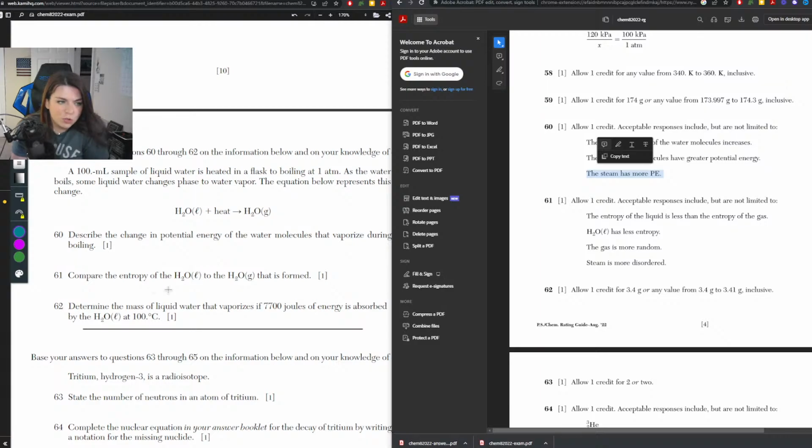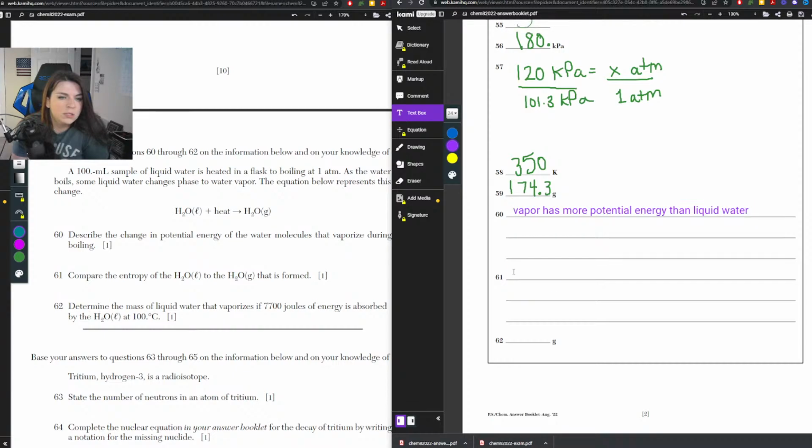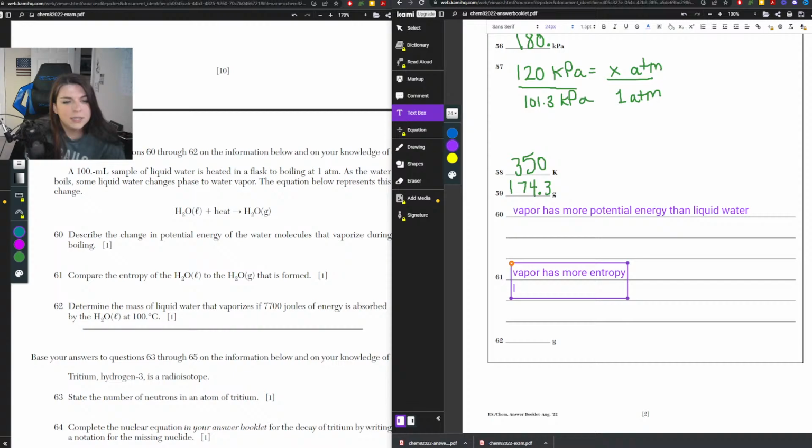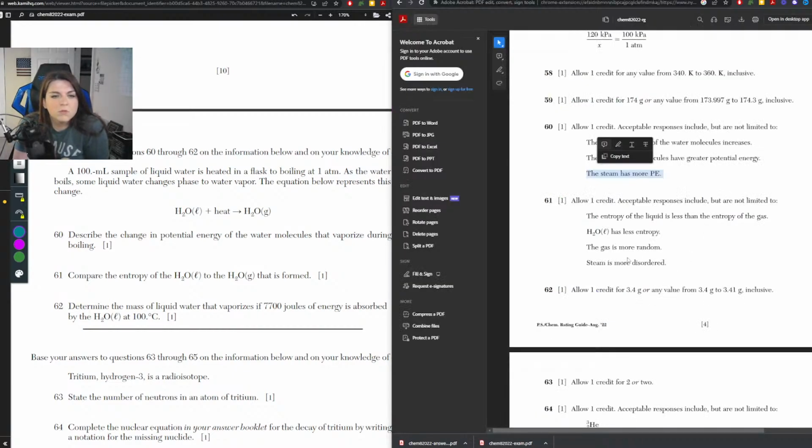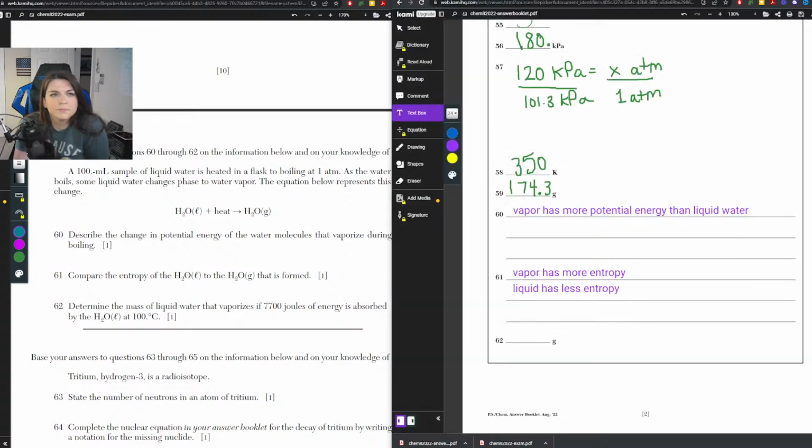61, compare the entropy of liquid water to the gas that is formed. Vapor has more entropy. Liquid has less entropy. That's another acceptable answer. You could also say the vapor is more disorderly because that's what entropy is. Are they accepting that? Yes. Random, disordered. Those also qualify.